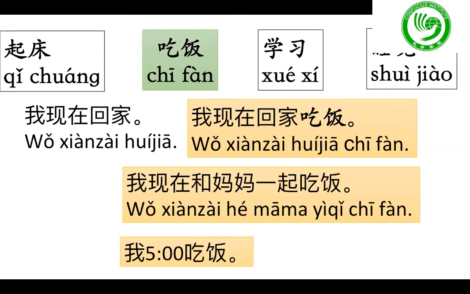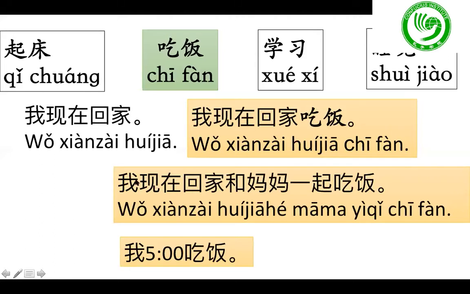Or you can let me know what you go home for. So we can say 我现在回家吃饭。我现在回家吃饭。Right now. So I go home for a meal right now. But if you want to let me know I go home with whom to eat together, for example, with your mom, what do you say? I go home with my mom to eat together. 我现在回家和妈妈一起吃饭。I forgot a 回家 in here, so let me just add it here.